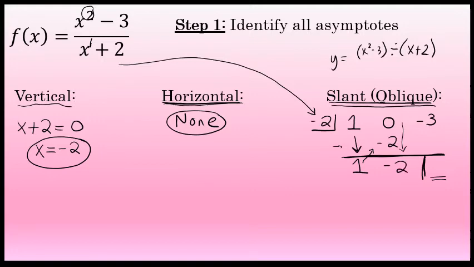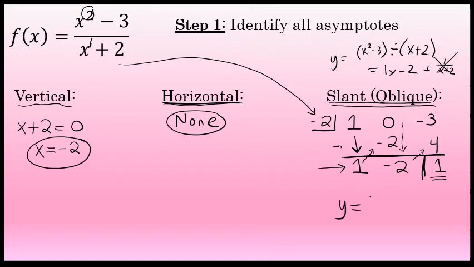-2 times -2 is +4, and these last two steps aren't important when identifying slant asymptotes because the remainder is not important, but this division turns out to be 1x minus 2. The numbers in the bottom row here represent the coefficients of the quotient, 1x minus 2, and the remainder, which can be written as a fraction divided by the original denominator x plus 2, is not important when it comes to identifying the slant asymptote.